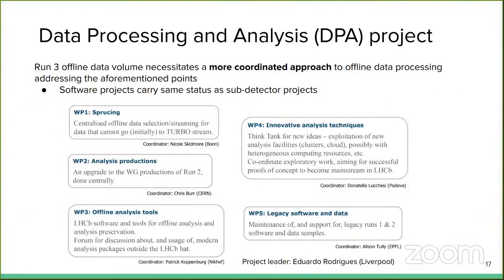Just a final note on our new data processing and analysis project, or DPA project. As I've said, the Run 3 offline data volume necessitates a much more coordinated approach to offline data processing. We now have this DPA project, which has 5 work packages addressing the various issues that I've mentioned in this talk. And this project will work very closely with the computing team to coordinate these efforts and make sure we can handle the increase in data volume.